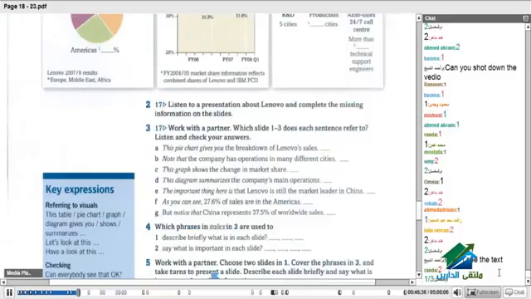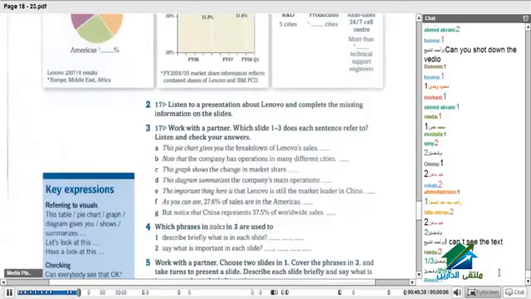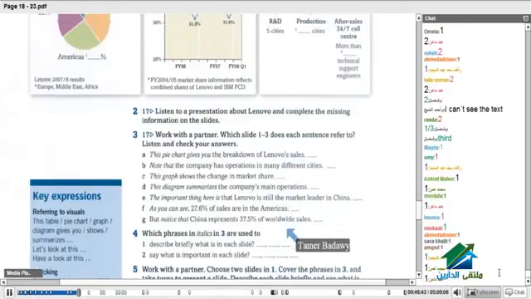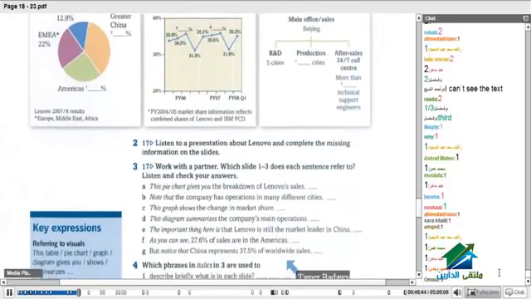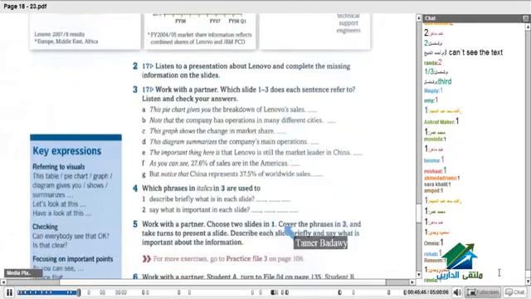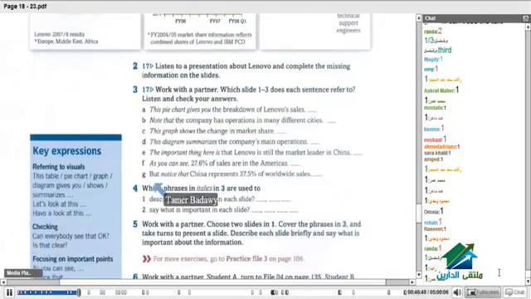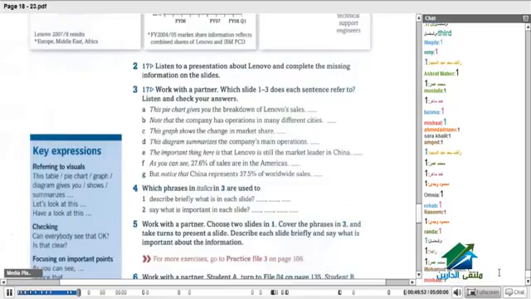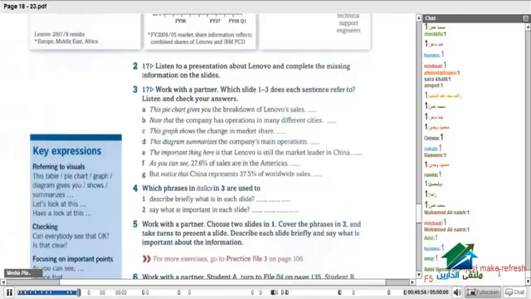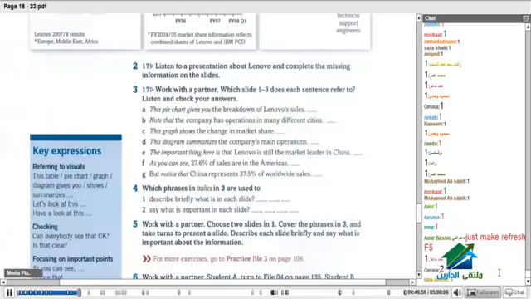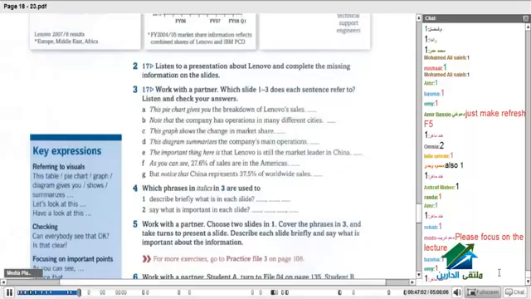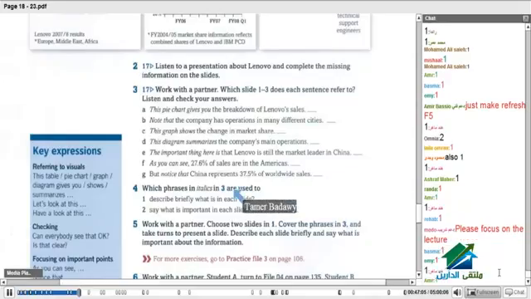As you can see, 27.6 of sales are in the Americas. Okay, but notice that China represents 37.5% of worldwide sales. This is going to be 1. Good job, everyone. Good job. Okay.